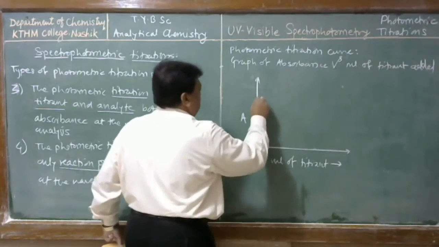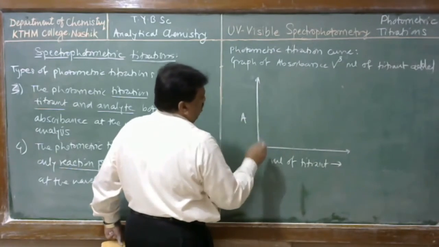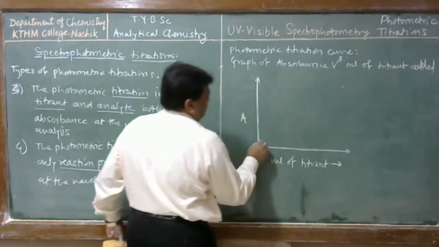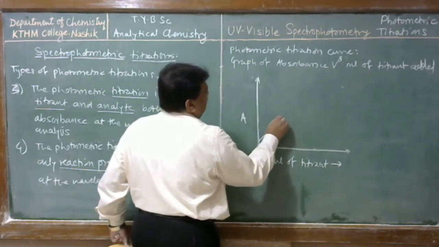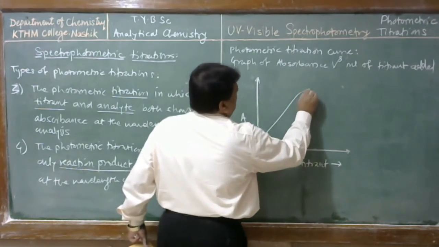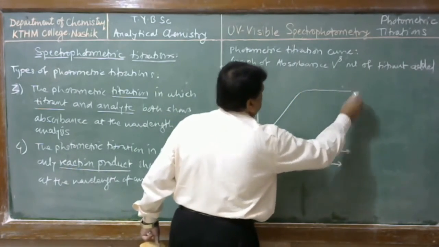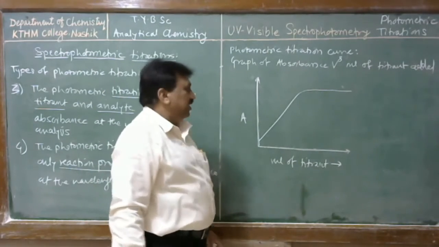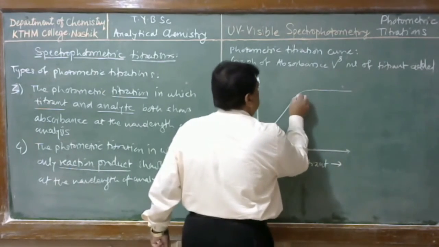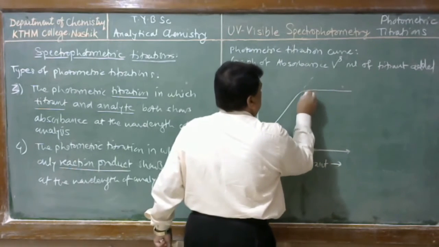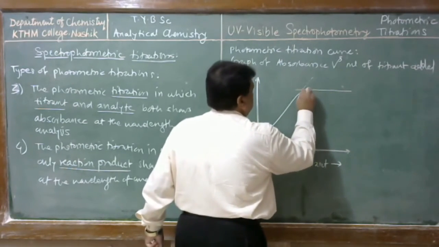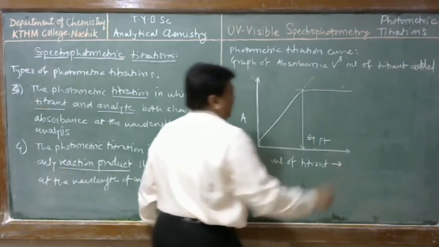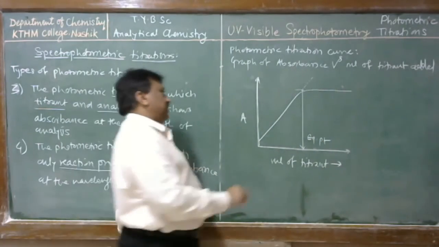As reaction product is formed in the reaction mixture, the absorbance increases, and that will increase up to the stage when the reaction is completed. That means the total analyte is converted into the product. Up to that stage the absorbance increases. After that the absorbance remains constant. This is the equivalence point. This is the nature of the titration curve.